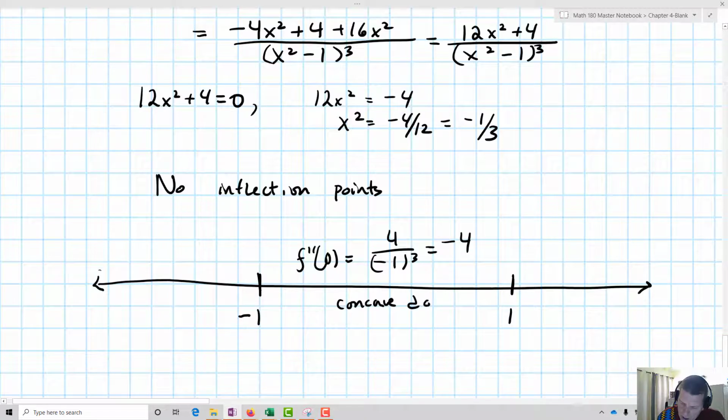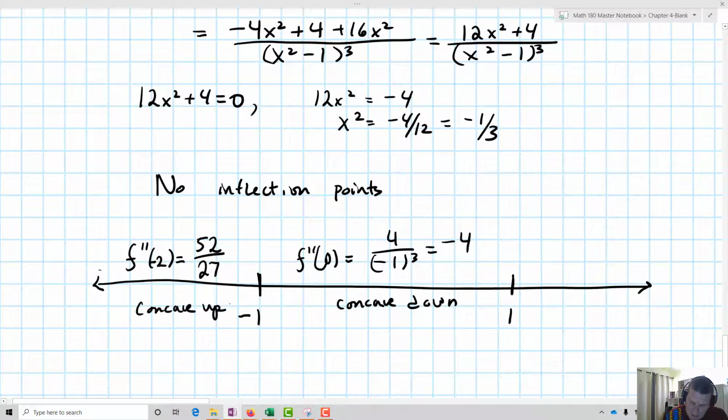So we're going to be concave down from negative 1 to 1. What about if the value for x is actually less than negative 1? Let's say, for example, we take f double prime of 2, or excuse me, f double prime of negative 2. That's going to end up being 52 over 4 minus 1, so over a positive 27. So it's going to be positive, and hence it's going to be concave up.